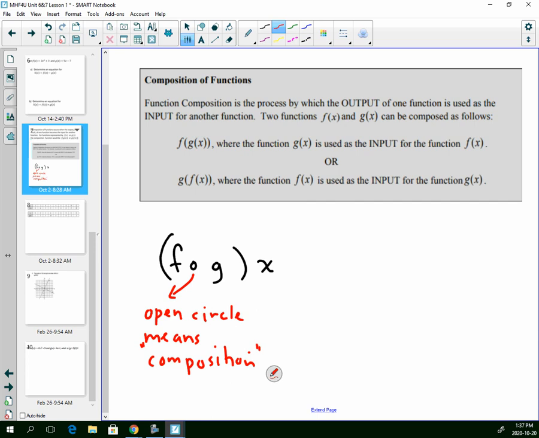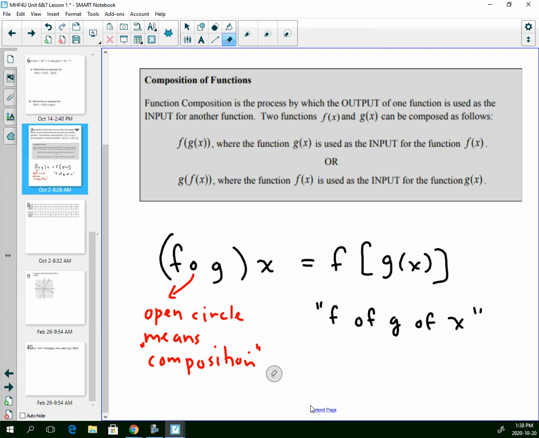Okay. I can also write this as this, and we read that as f of g of x. Okay, so f of g of x. So that is an indication of composition. So what that means is I'm going to take a value for x, I'm going to sub it into g of x. So we always do the inside function first.